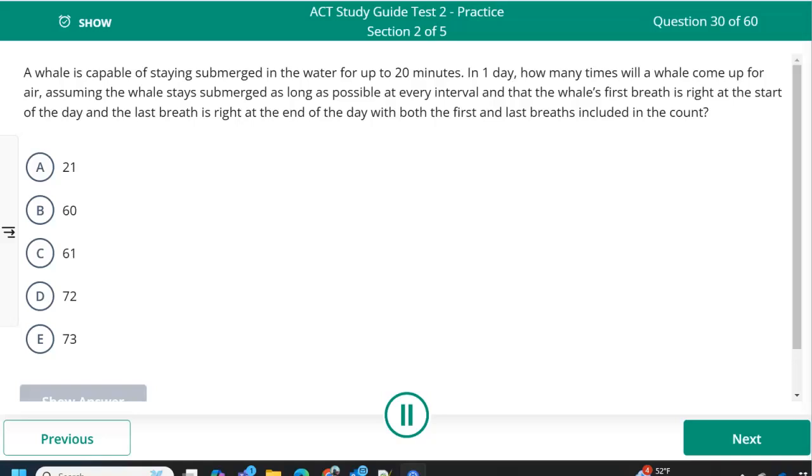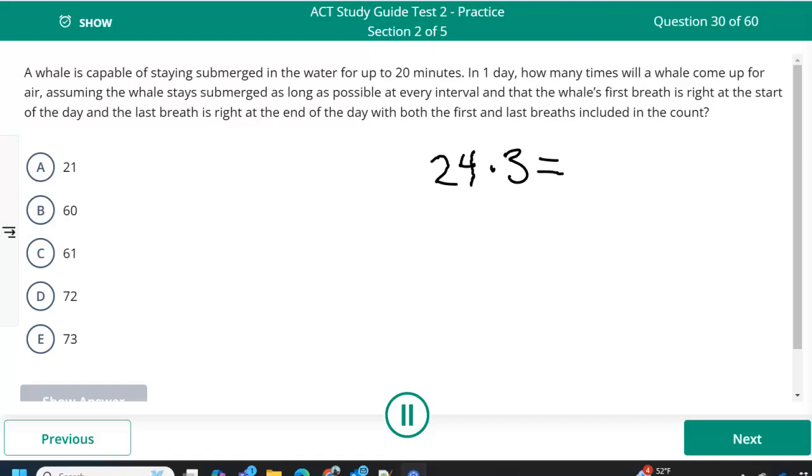So let's do this. How many hours in a day? We have 24 hours in a day, and the whale is going to take a breath right at the start of the day, and we're going to count that. So for every hour, if the whale is coming up every 20 minutes, a breath every 20 minutes, then there's going to be a breath at 0 and 20 and 40 for every hour. Okay, 0, 20, and 40. So that's 24 times 3 equals 72.